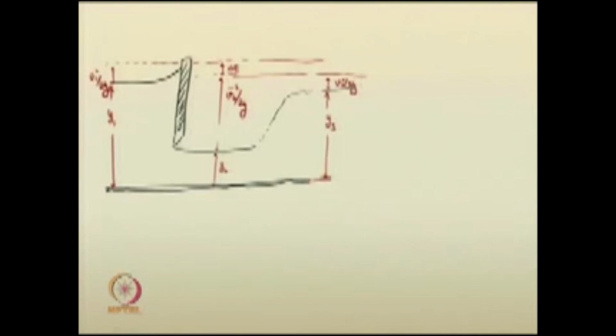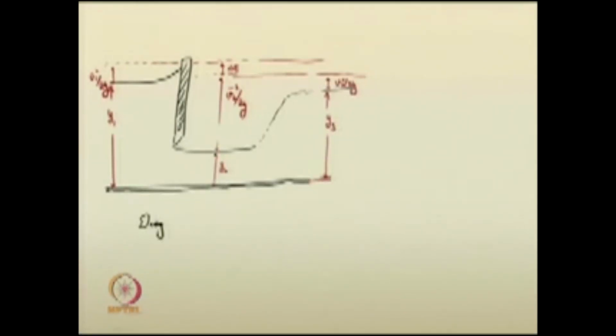So, the same phenomenon if you try to use, this particular diagrammatic representation is a diagrammatic representation of a vertical sluice gate.